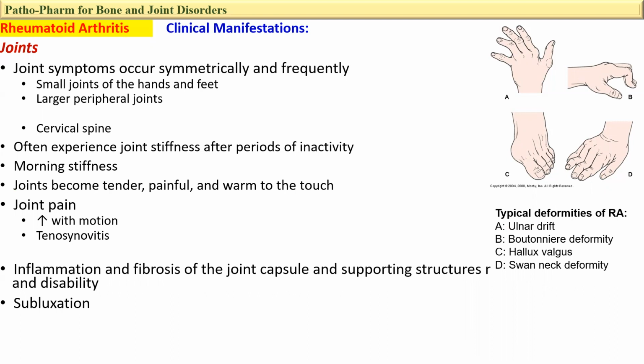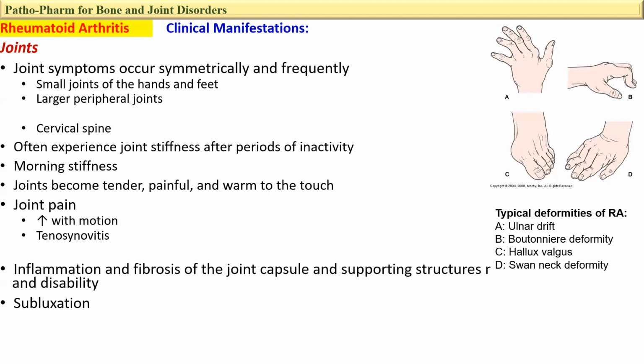The joint pain increases with joint motion, and varies in intensity. The joint pain may not be proportional to the degree of inflammation. Tenosynovitis makes it difficult for patients to grasp objects, to hold a cup, to hold a pen and write. It's hard for them to grasp an object and hold it.